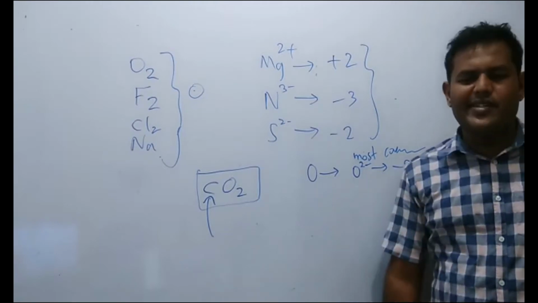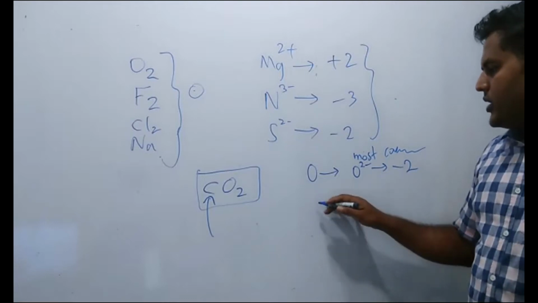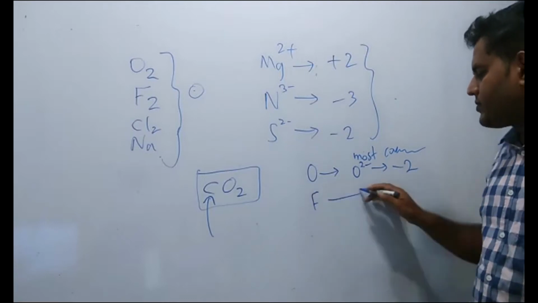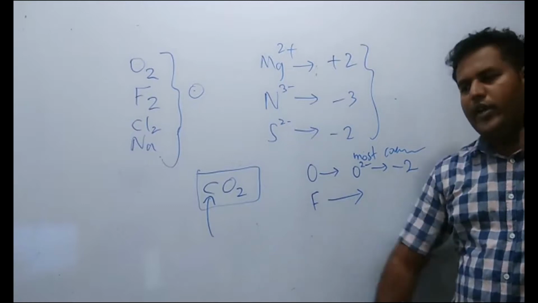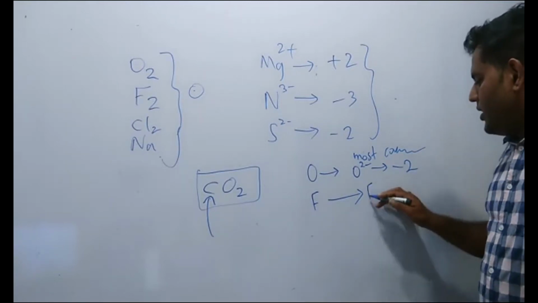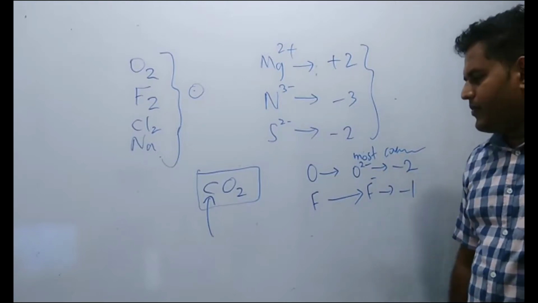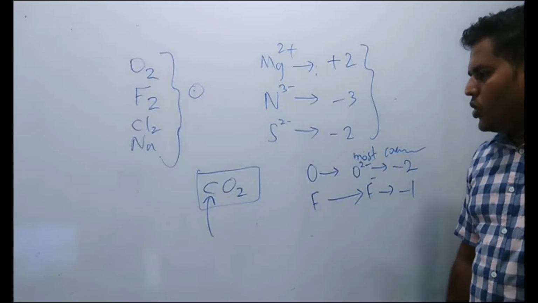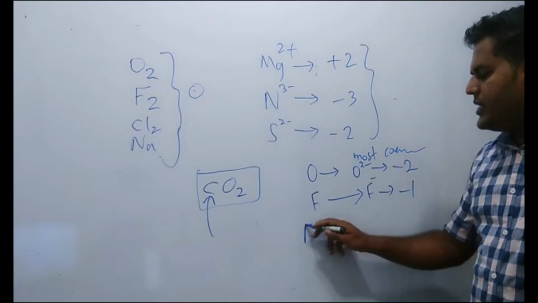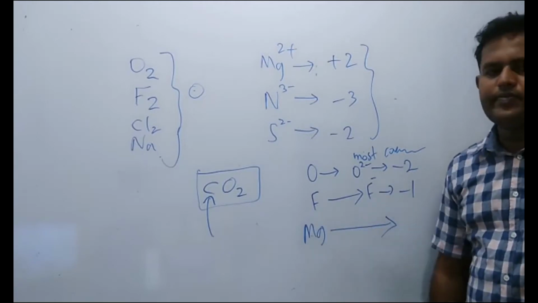What is the most common oxidation state of fluorine? If the neighboring atom is fluorine, fluorine makes F minus. The most common ion is F minus. Oxidation number is minus. Let's see. If you have magnesium, what is the most common oxidation state?